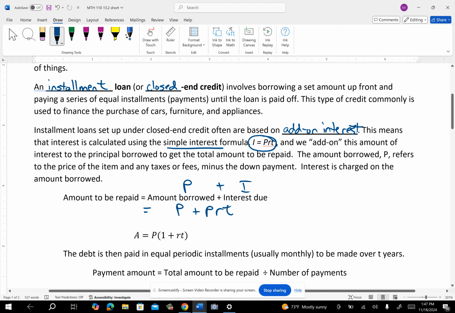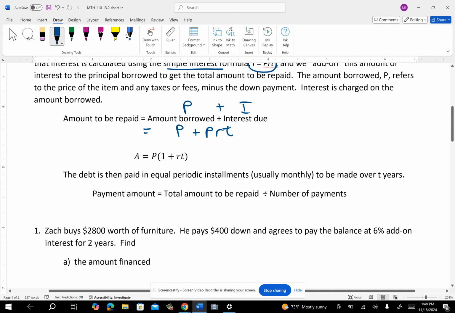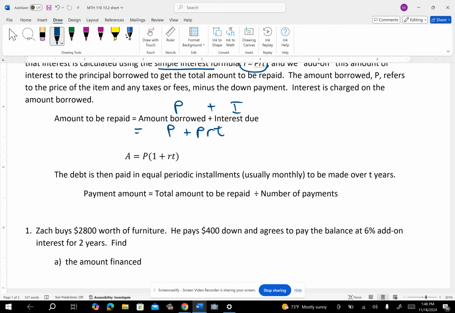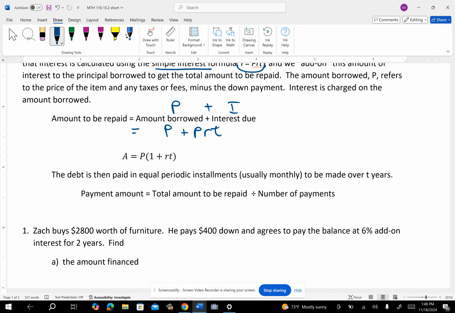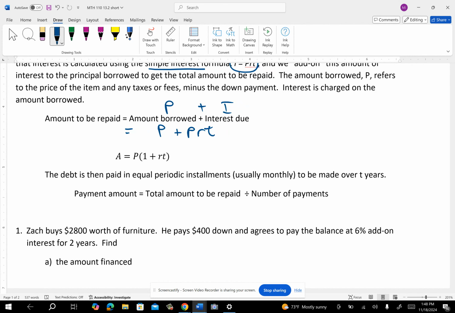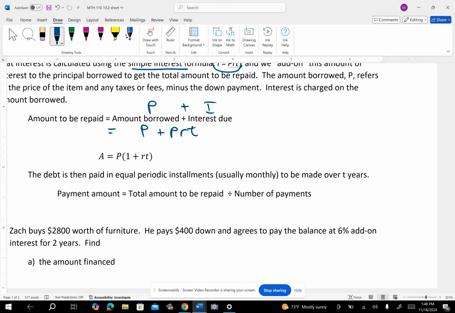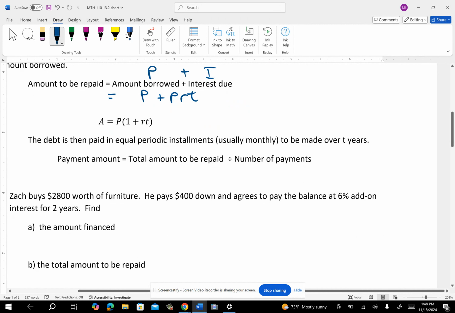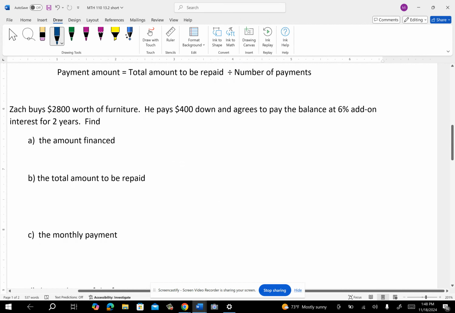Then that amount is paid off in equal periodic installments, usually monthly. You'll typically agree on this with the furniture store, or if you bought it from Home Depot on installment, or from a car dealer. You'll have a certain term for your loan, and that determines what you divide by to determine your monthly payments. All right, so let's do an example.